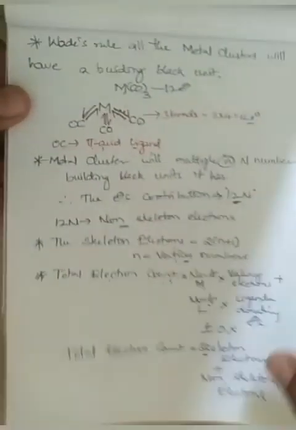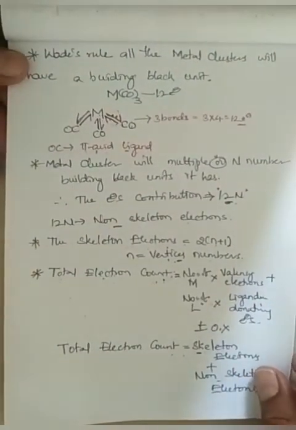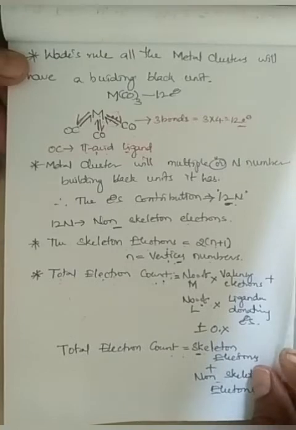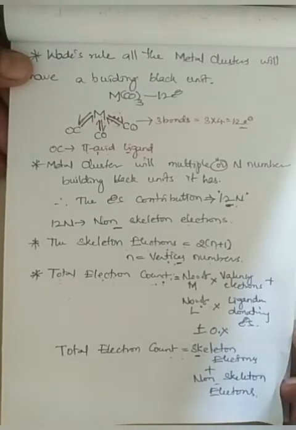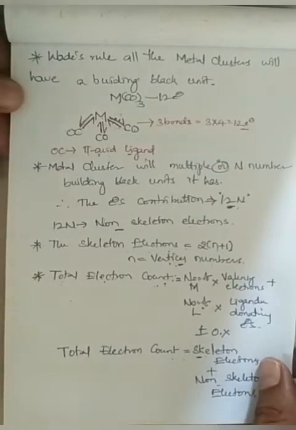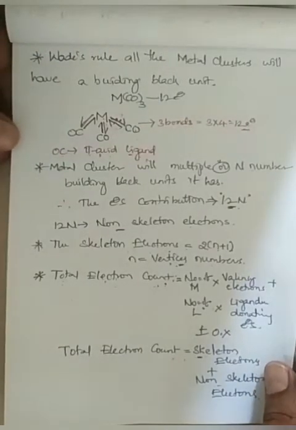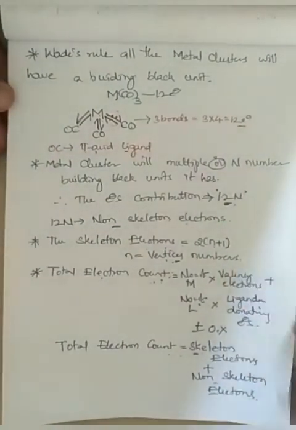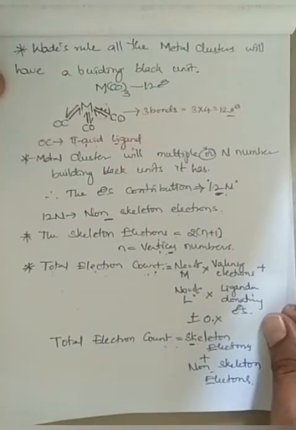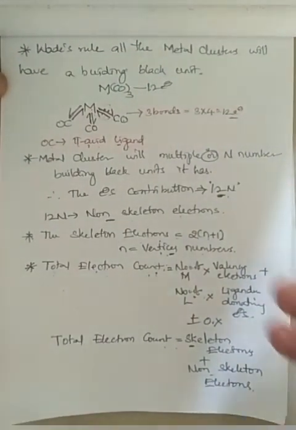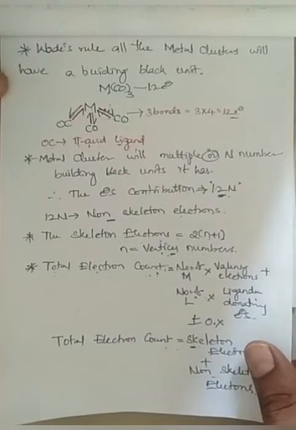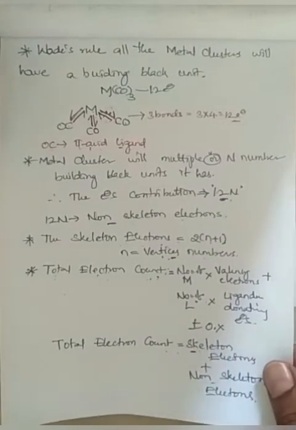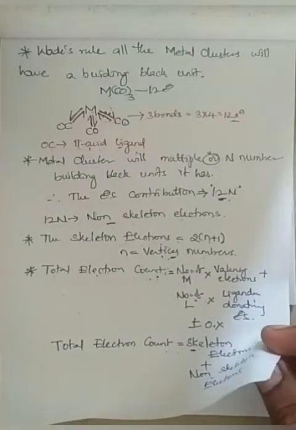And that's how we are going to define the skeletal of the high nuclear metal carbonyl cluster. So this is how Wade's rule works. When we go into one particular example, we will know exactly how we get the structures of high nuclear metal carbonyl clusters. Now we are going to do one of the examples.